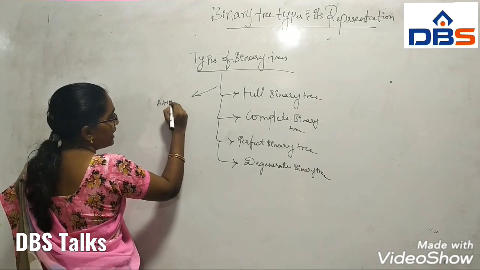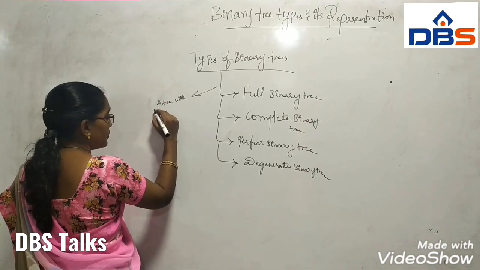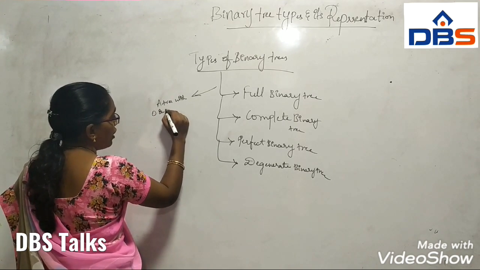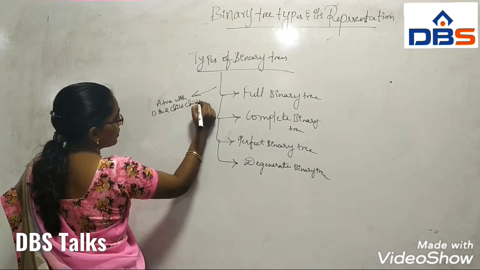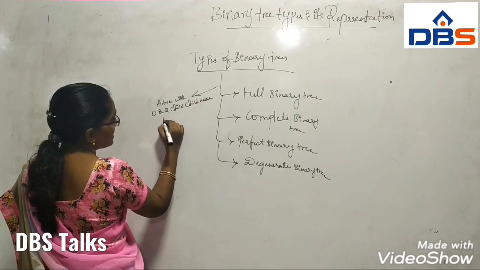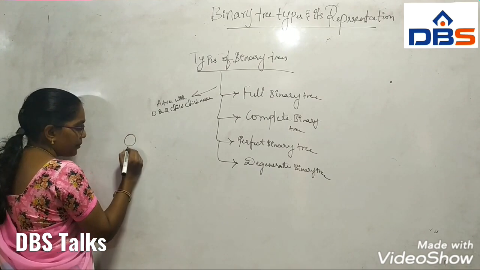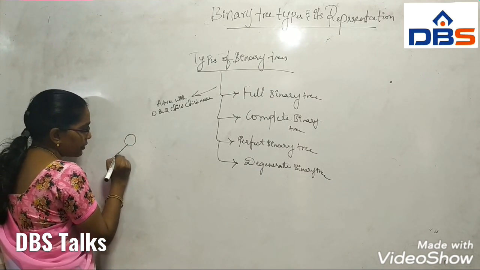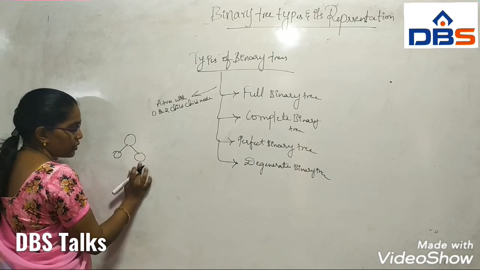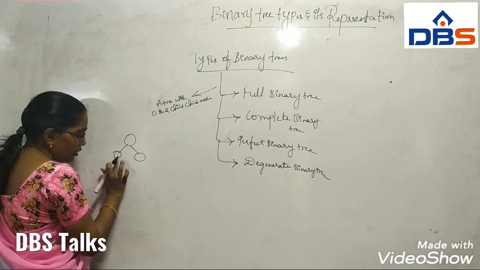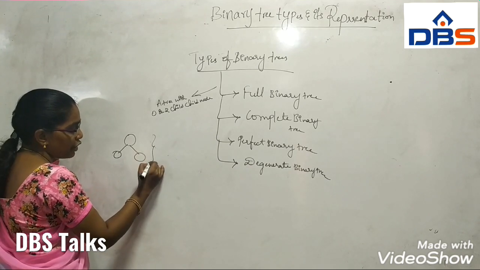What is a full binary tree? A tree with 0 or 2 child nodes, we can say it as a full binary tree. Let us take an example. This is a full binary tree. It is having two child nodes. For this node, there are no child nodes, that is 0 child nodes. We can say it as a full binary tree.